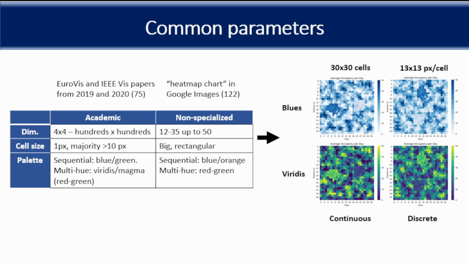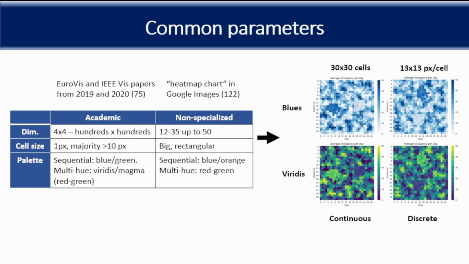Thus, we first asked ourselves how the charts were currently used, both in the academic environment and also in a more non-specialized setup. So first, we analyzed the papers from 2019 and 2020 of EuroVis and IEEE VIS that had heatmaps. Then, we proceeded to perform a search on Google Images, and we kept the first 122 results. We found a wide variety of configurations, as well as non-suitable practices. You can see a summary of the collected information in the table on the left.